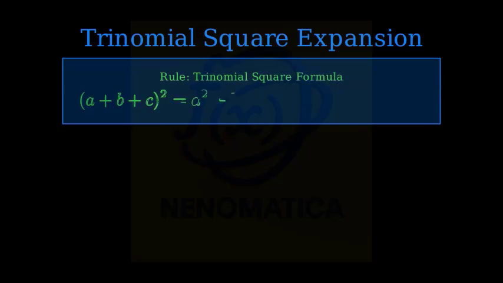When we have an expression of the form a plus b plus c squared, we can expand it using a specific formula. The square of a trinomial can be expanded as a squared plus b squared plus c squared plus 2 times a times b plus 2 times a times c plus 2 times b times c. This formula works for any expression with three terms being squared. Now, let's look at our first example.